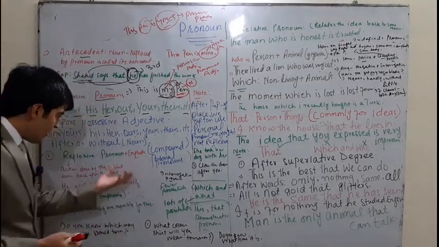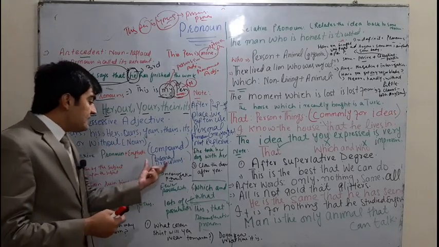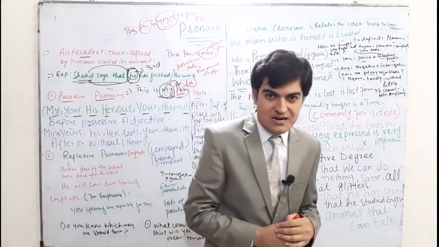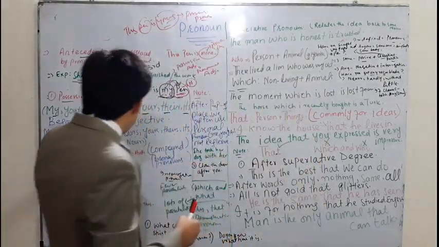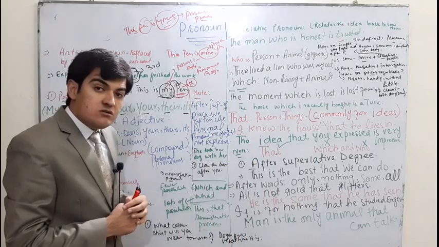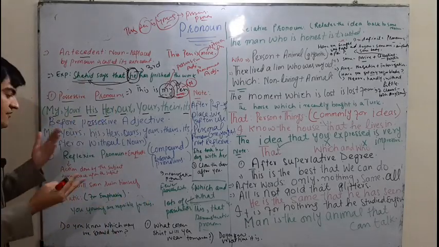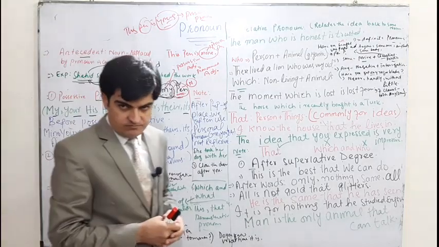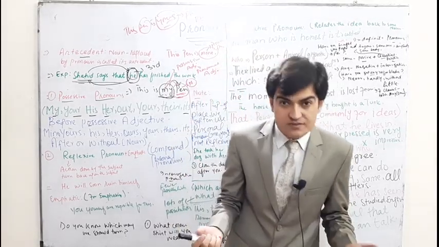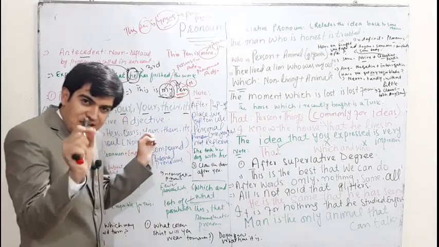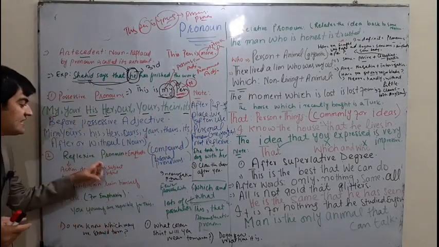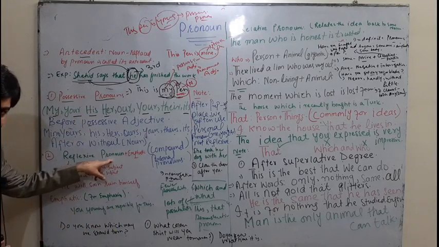Emphatic pronoun is also like reflexive pronoun. And these two are combinedly called compound personal pronouns. Compound personal pronouns. Understand? In reflexive pronouns we have himself, herself, themselves, ourselves. Understand? All those with self and selves are reflexive pronouns.